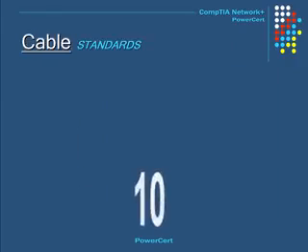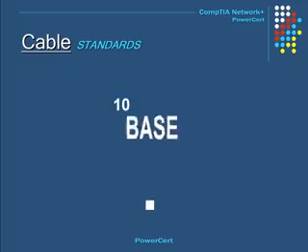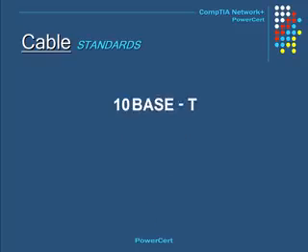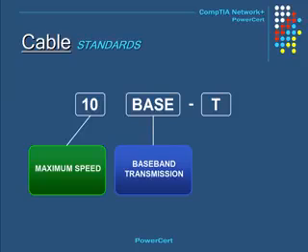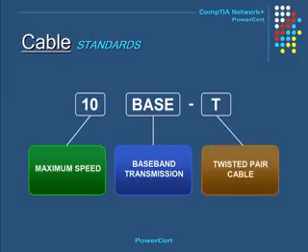Today, there are many different cable standards that are used on networks. These cables are categorized and named according to their speed, type, and media. So here is one example. Here is a cable called 10 base T. 10 stands for the maximum speed of this cable. The maximum speed of this cable is 10 megabits per second. Base stands for baseband transmission, and T stands for twisted pair cable.